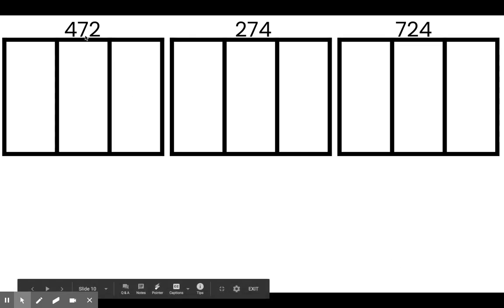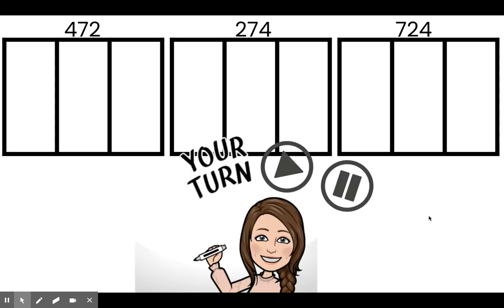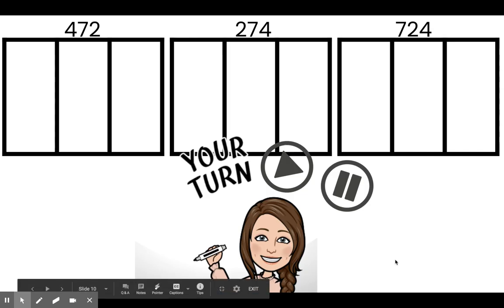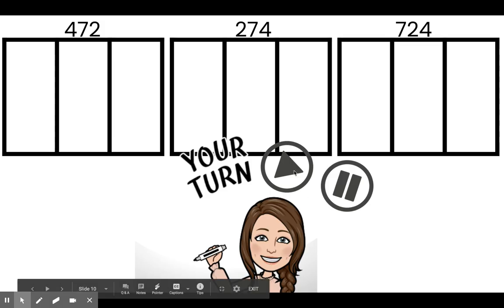Here's another opportunity for you to represent some numbers with your place value discs. I have 472, 274, and 724 written above place value charts. We're going to pause here. Press the pause button. I want you to represent each of these numbers on your whiteboard using place value discs. When you have represented each of those three numbers using your place value discs, press play and we'll check your work.